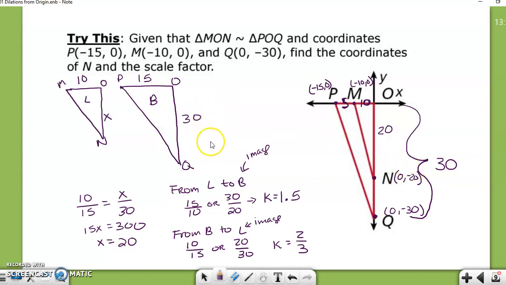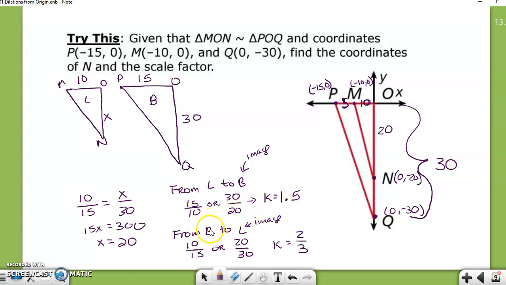Now it asks for the scale factor, and again, I'm not being told whether I'm going from the smaller triangle to the bigger triangle or from the bigger triangle to the smaller triangle. So if I'm going from the small to the big, the big is my image, so those dimensions will go on top, and then my pre-image will go on bottom, and it would be an enlargement going from small to big, so K should be greater than 1.